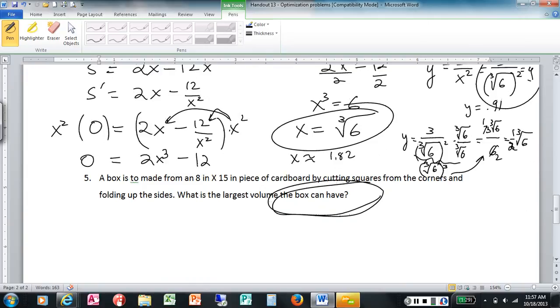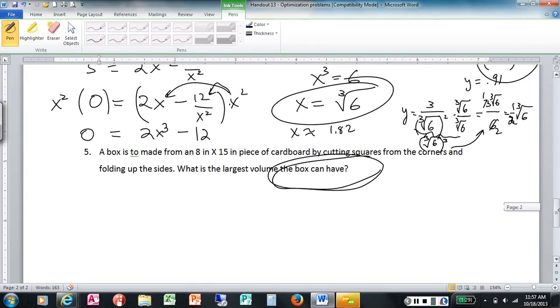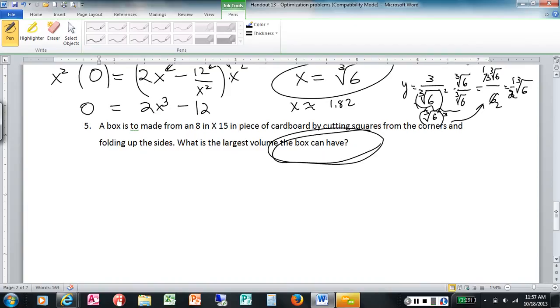Number 5. Any other questions on number 4? Number 5. Box is to be made. Did y'all say B? No? Okay. A box is to be made from an 8 by 15 piece of cardboard.